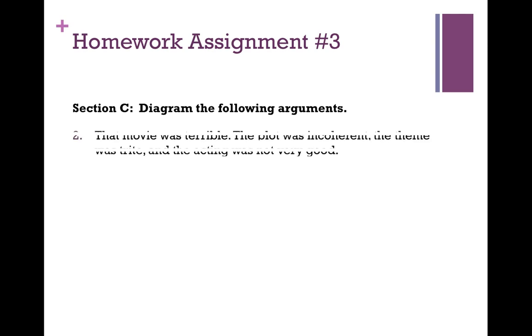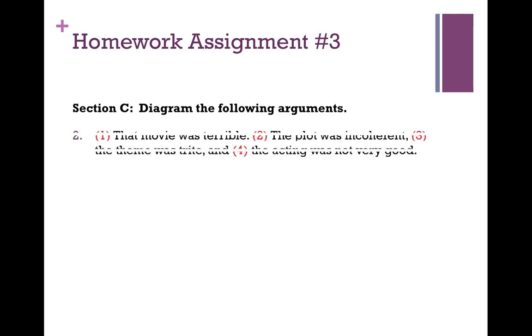Let's move along. Number 2, that movie was terrible. The plot was incoherent, the theme was trite, and the acting was not very good. And what we have to do is first identify all the distinct propositions here. And the way we do that is we just go through and number them, and here's how I would do that. The movie was terrible, that's proposition number 1. Then the plot was incoherent, that's another proposition. The theme was trite, that is another proposition. And finally, 4, the acting was not very good.